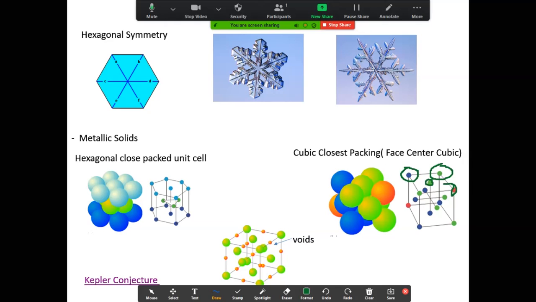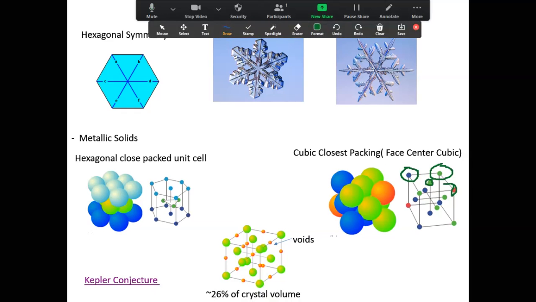When we look at it on an atomic level, you see that the atoms are most efficiently packed in a face-centered cubic unit cell, because only 26% of the crystal volume is voids. That means the other 74% is occupied by the solid. And this is what Kepler's conjecture said: the best you can efficiently pack something is 74%. If you click on this link later, it goes into more detail on the Kepler conjecture. So I would strongly recommend that you watch this lecture.